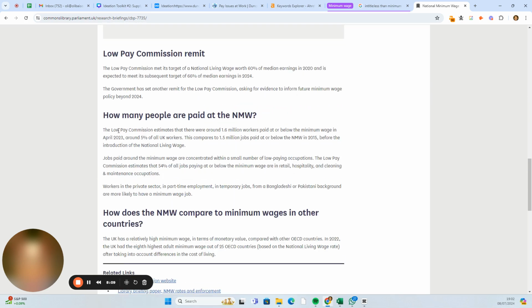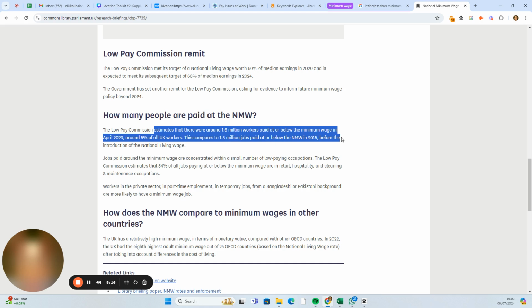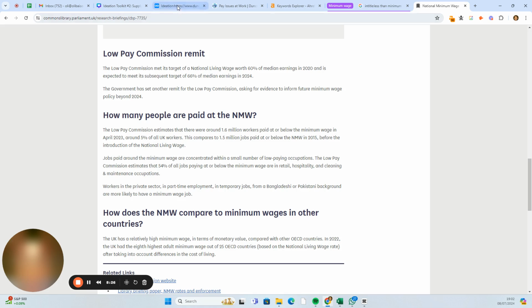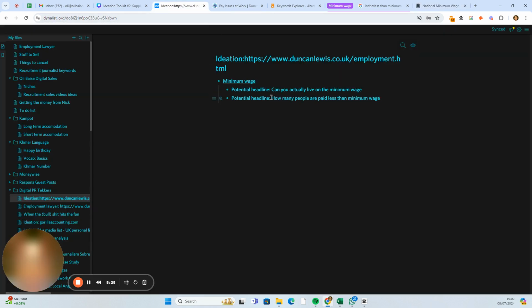But let's just see what it says. The Low Pay Commission estimates that there are around 1.6 million workers paid at or below the minimum wage. At or below, so it does not say below. So we can actually create something better if we can work out how many people are paid less than the minimum wage. Not at the minimum wage, but less than the minimum wage only.